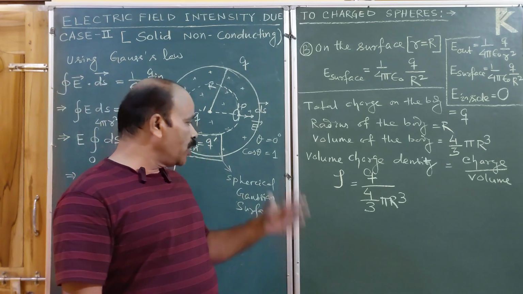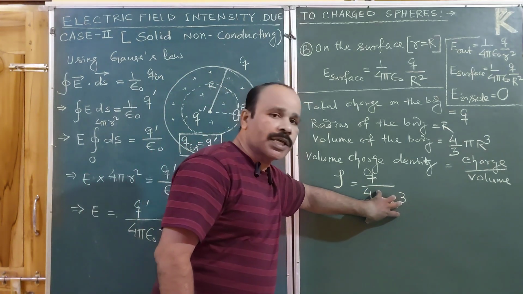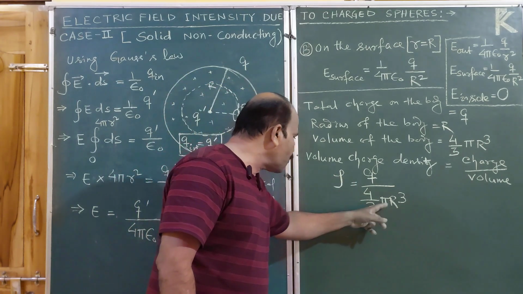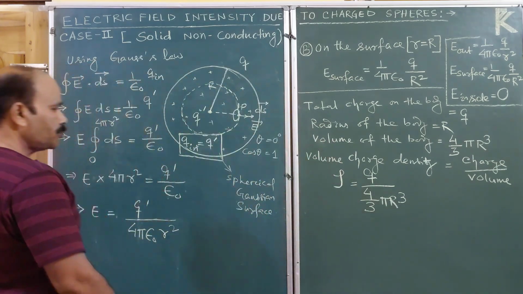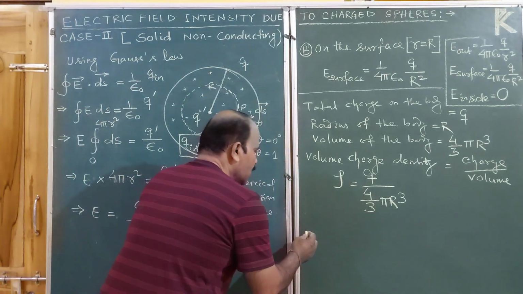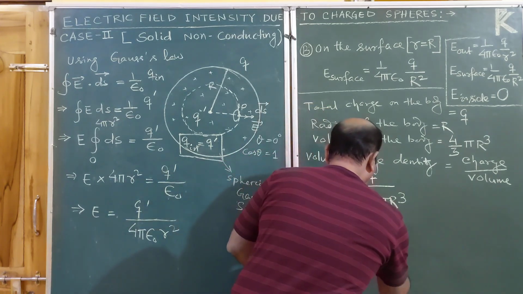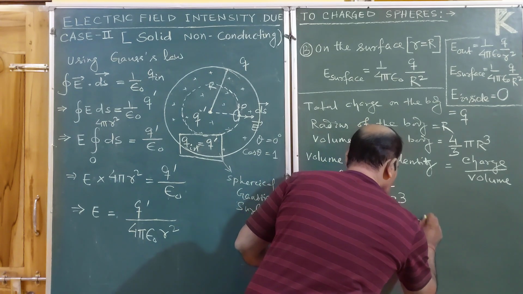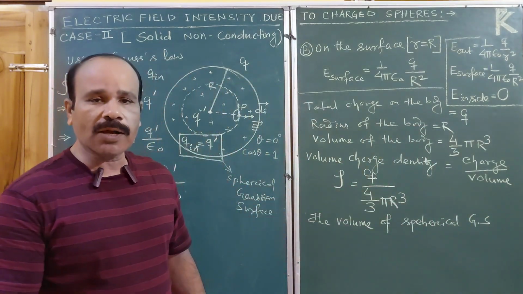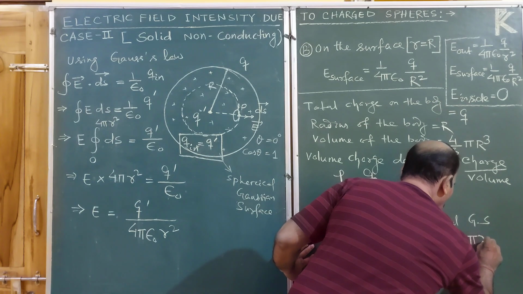So unit volume में इतना चार्ज है रो, वॉल्यूम चार्ज डेंसिटी. ओके, 4 by 3 pi r क्यू वॉल्यूम में क्यू चार्ज है. तो यूनिट वॉल्यूम में कितना चार्ज है? क्यू डिवाइड बाई 4 by 3 pi r क्यू. इट इज रिप्रेजेंटेड बाई रो. नाउ चलो ओवर निकालते हैं. टेल मी द वॉल्यूम ऑफ स्फेरिकल गॉसियन सरफेस. बताओ कितना है? इज इक्वल टू 4 by 3 pi स्मॉल r क्यूब.